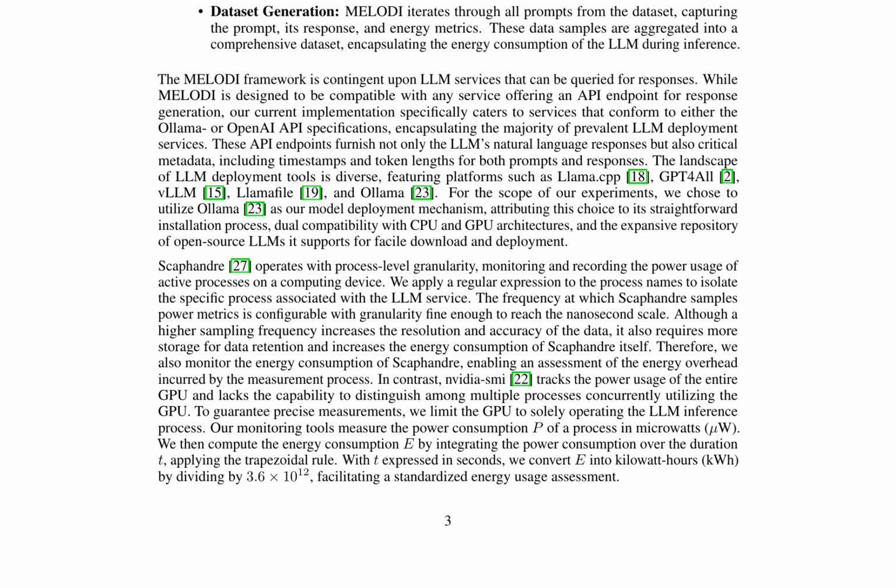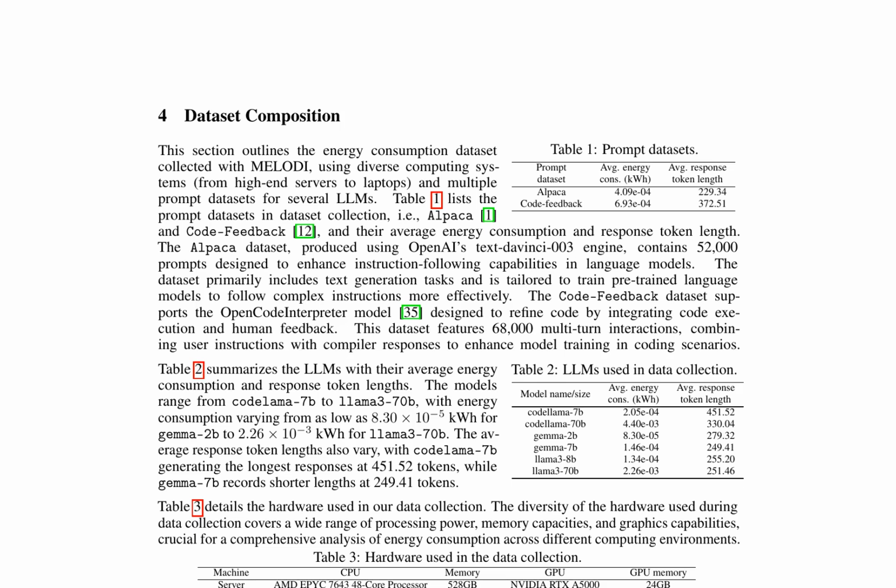The dataset used in this study includes Alpaca and Code Feedback datasets, featuring a diverse range of prompts tailored to enhance instruction following capabilities and refine code execution. The LLMs involved in the data collection process range from CodeLlama 7B to Llama 3 70B, with varying average energy consumption and response token lengths. The hardware setups used for data collection encompass high-end servers, workstations, and laptops, capturing data from different operational conditions.